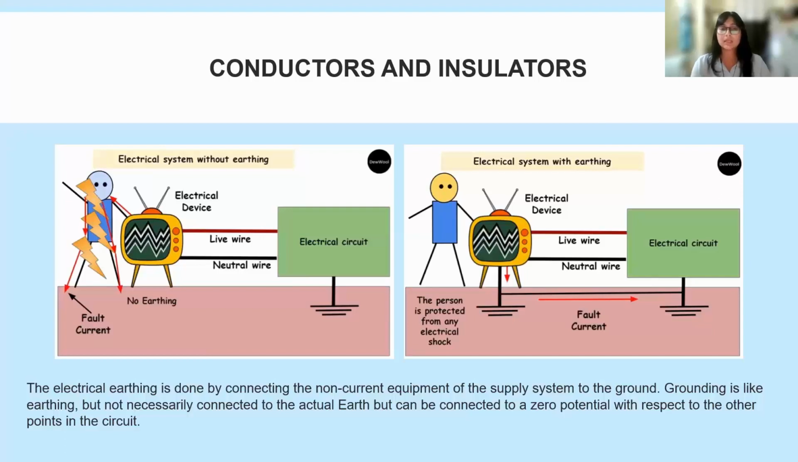In the one with no earthing, anything that passes through the electrical device, if there is a fault current, we will start conducting it and it will pass through us, because we will complete the circuit. But if the earthing is present, we will not experience any electrical shock. The fault current will flow through the grounded or earthed wire, back to the electrical circuit. It will not flow through us.